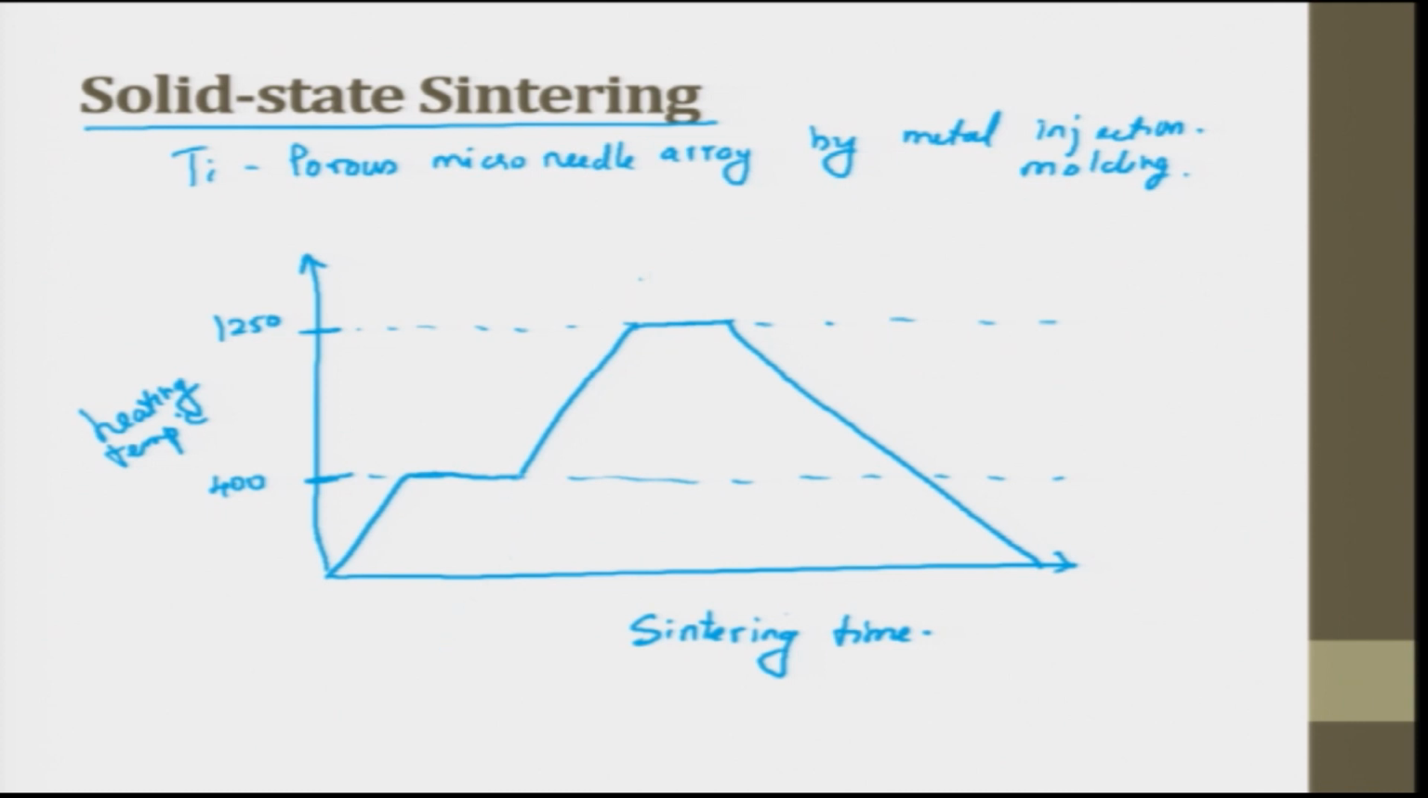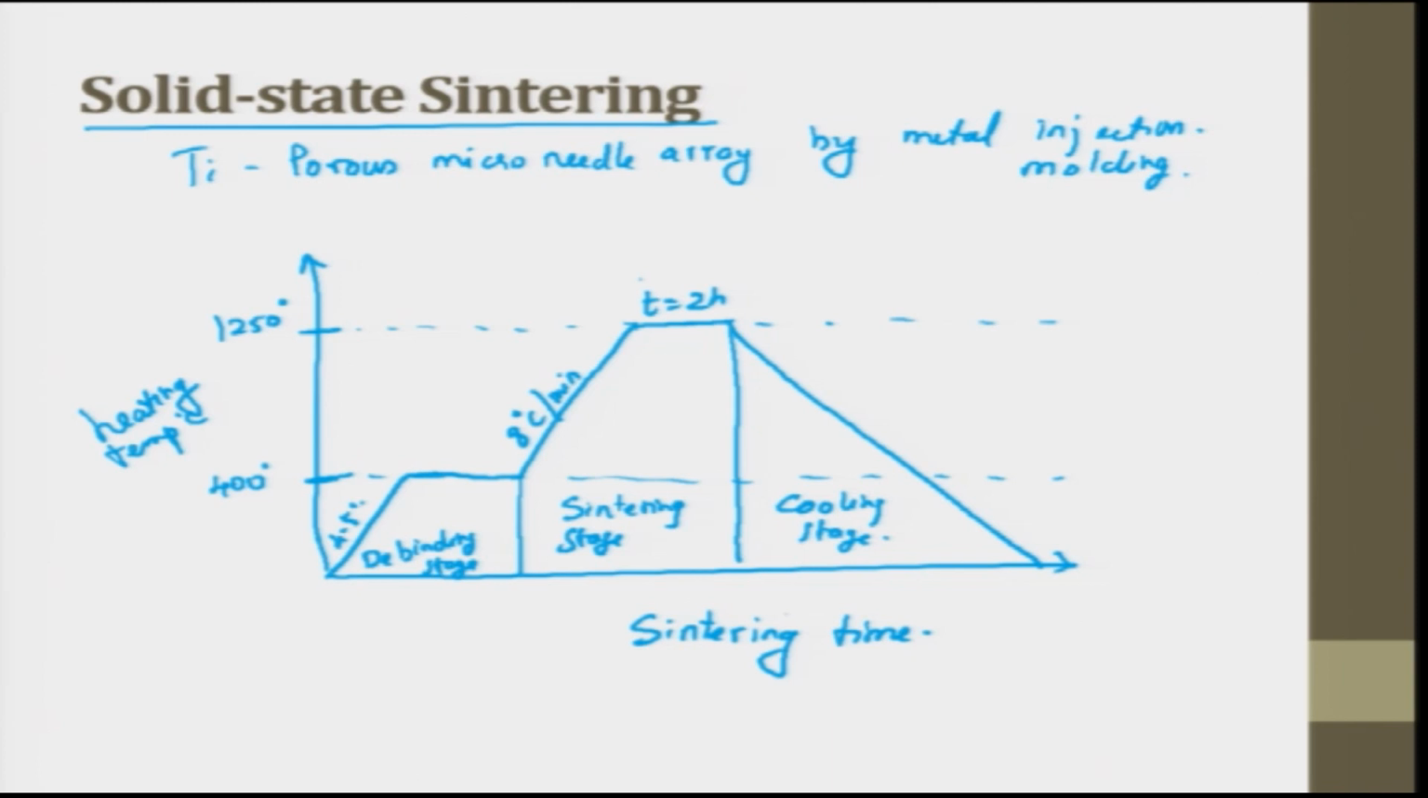So, here what we do is we divide it into three stages. The first stage is called the debinding stage. The next one is called the sintering stage. And the last one is called the cooling stage. Okay. So, here you hold it for 2 hours at 1200 degrees Celsius. And here you will increase at 8 degrees Celsius per minute. Here you will take 4 to 5 degrees Celsius per minute, and here you will take 2 to 3 degrees Celsius per minute. Okay. So this is a typical sintering cycle.